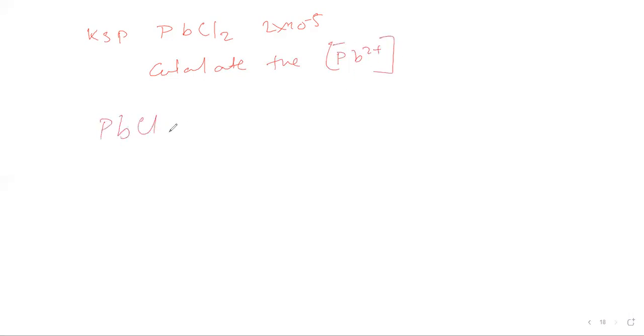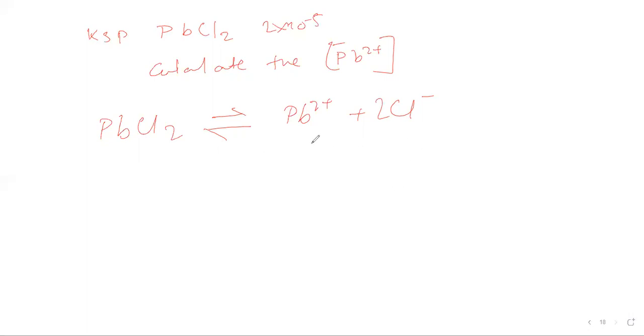Now let's write the equation first, PbCl2. Always write the equation, even if they don't ask or provide it. The equation for the solubility KSP is very easy. Just simply write the elements and you will be good to go. And it's just like the previous equation, like one of the previous examples.